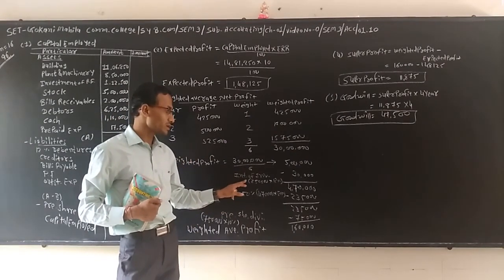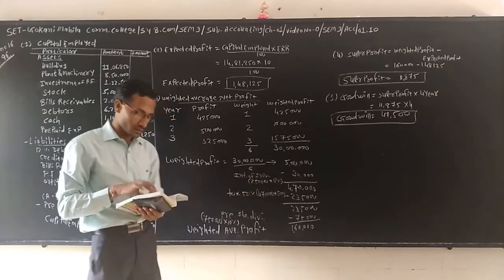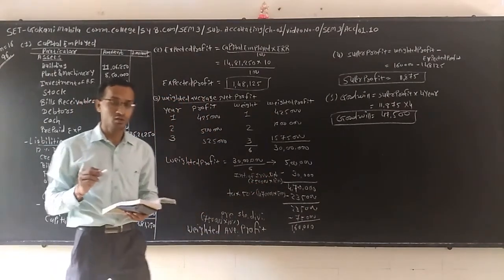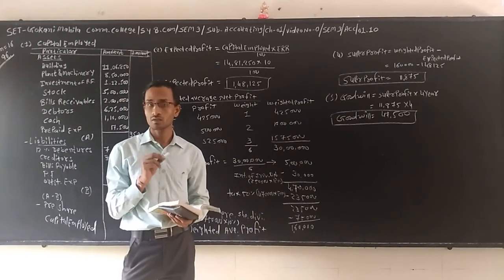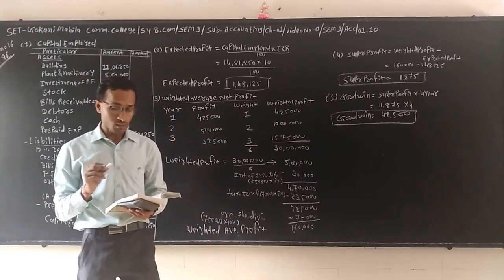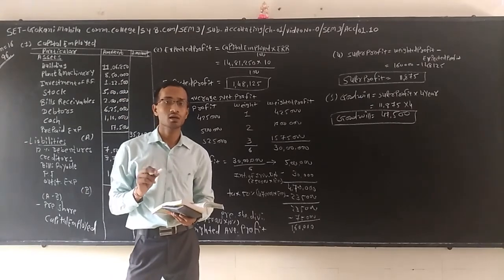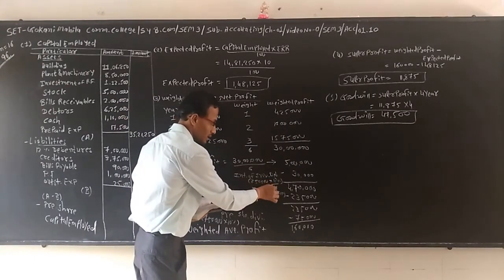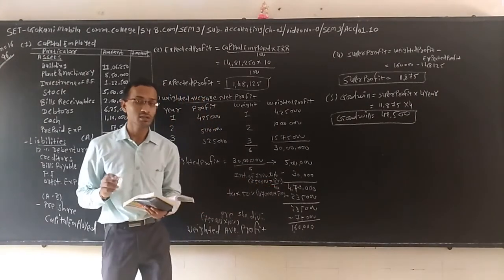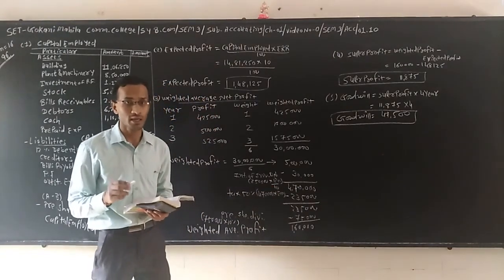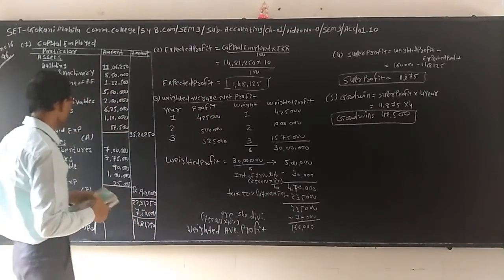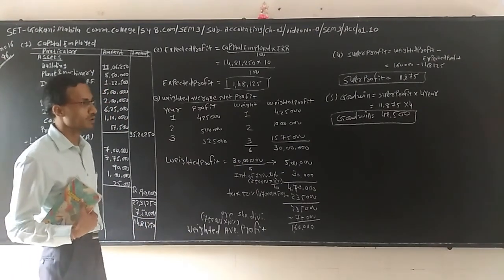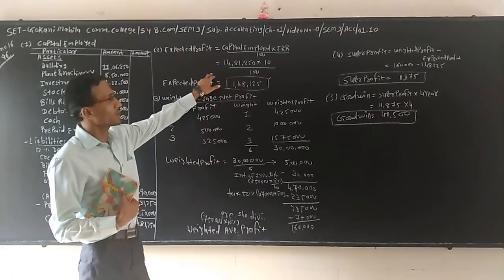Point number three, interest on investment, debenture. For the debenture, calculate interest only on face value, not cost price. Cost price is 2,10,500, but it is not used; only face value 2,50,000 multiplied by 12, divided by 100. So 30,000 rupees interest on debenture is received. After capital employed, total A and B, so capital employed is 14,81,250.